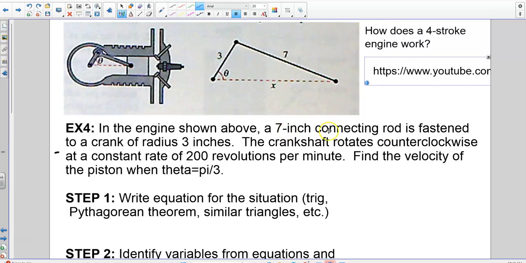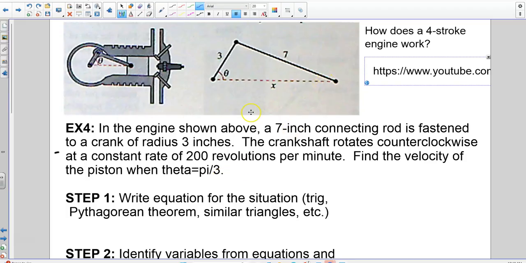We have the 7-inch rod. This one's the connecting rod. It's fastened to the crank. This is the crank right here, of 3 inches. The crankshaft rotates counterclockwise at a constant rate of 200 revolutions per minute. Find the velocity of the piston when theta equals pi over 3.